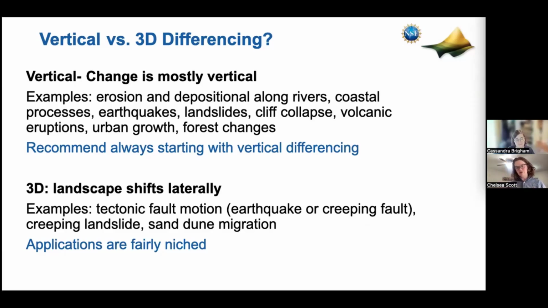Also, with meter scale topographic differencing, we can really get a sense of the type and size of errors that are present in the data and how they may impact our differencing results. And Cassie will tell us much more about that later. 3D differencing is a much more niche type of differencing and really only applies when the landscape shifts laterally, for example, due to tectonic motion in an earthquake or along a creeping fault, from a creeping landslide, or from sand dune migration.